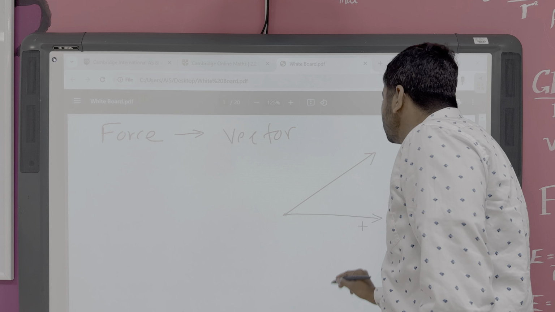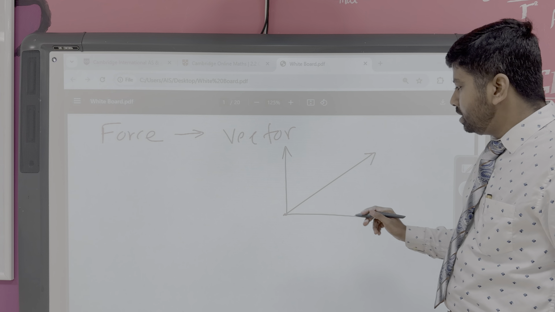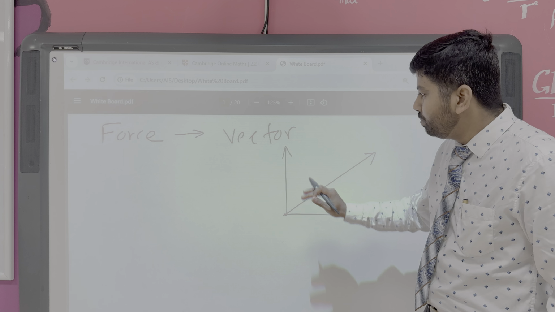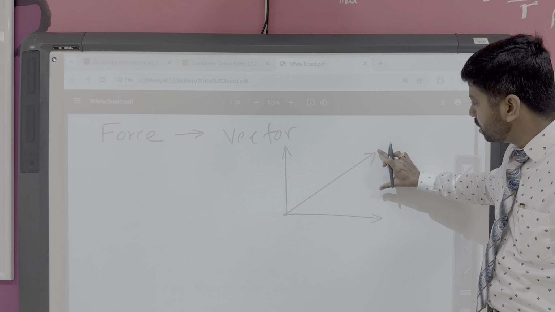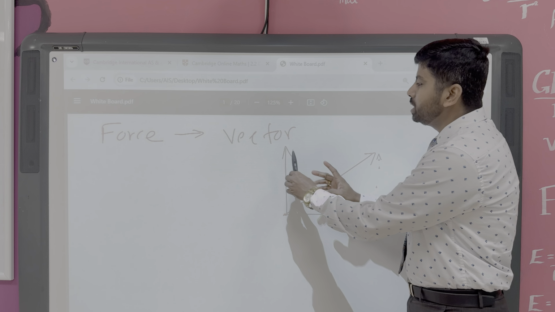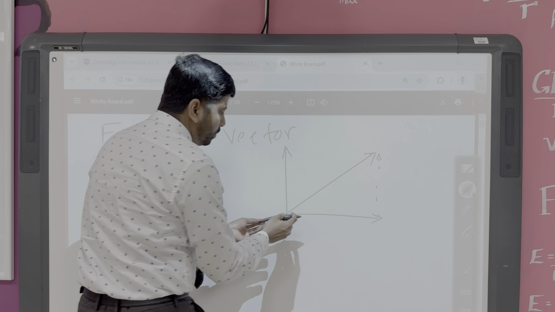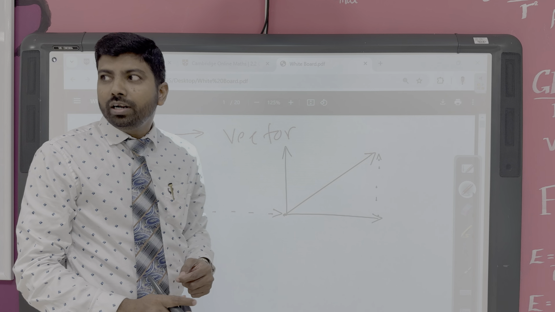One is its horizontal component, another one is the vertical component. And you know these vectors can be shifted. That means this vector I can bring and keep here. Is it allowed? Yeah, it is allowed. So this type of shifting is called parallel shifting. And this vector also I can bring up to here. So this is called linear shifting.